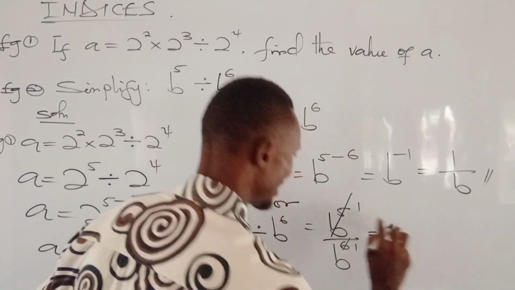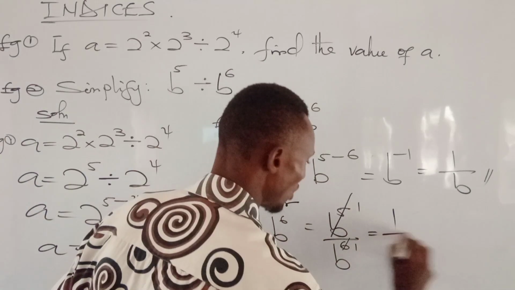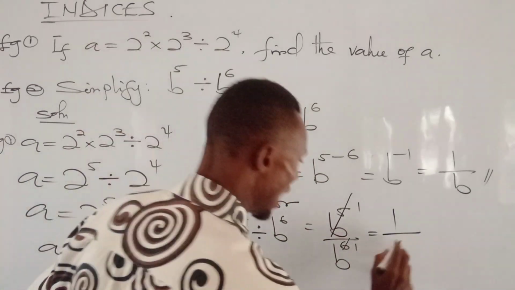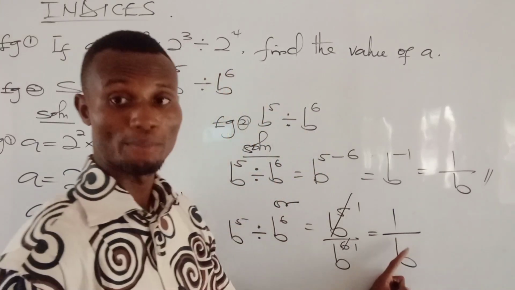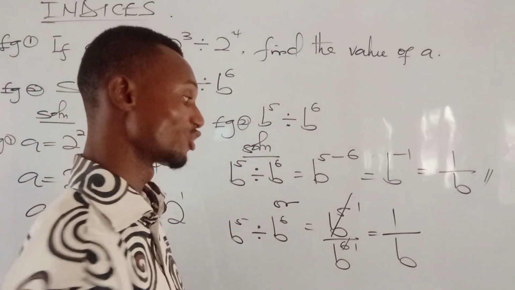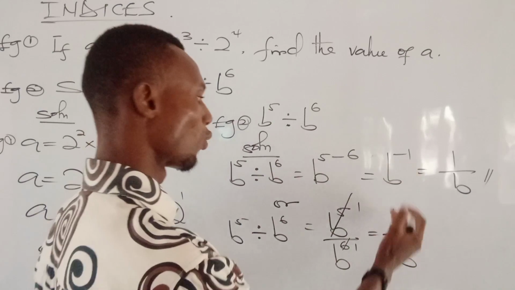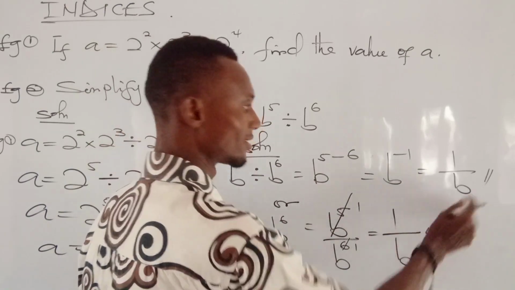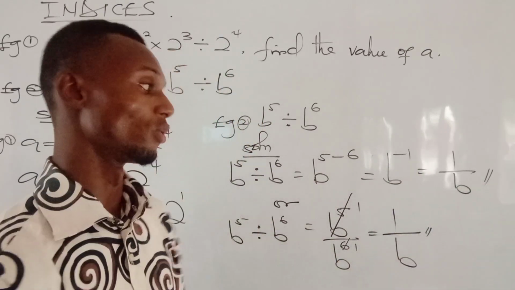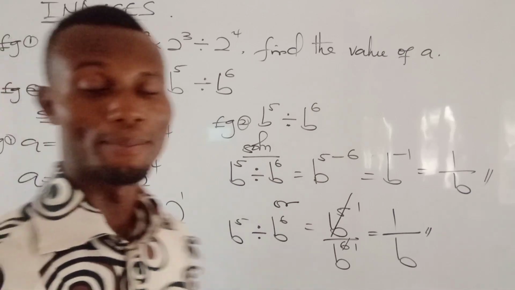So I'm left with 1 at the top, and at the bottom I have b to the power 1, and b to the power 1 is the same as b. So my final answer is 1 over b, which is the same as what we did here. So that's how to go about it.